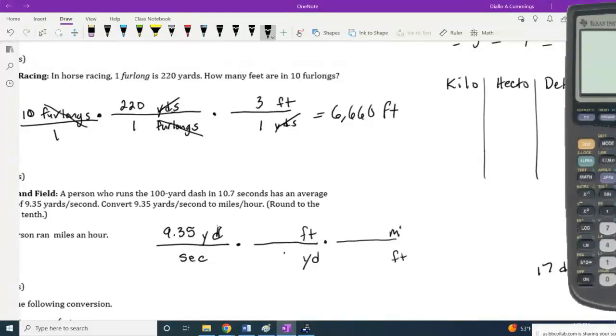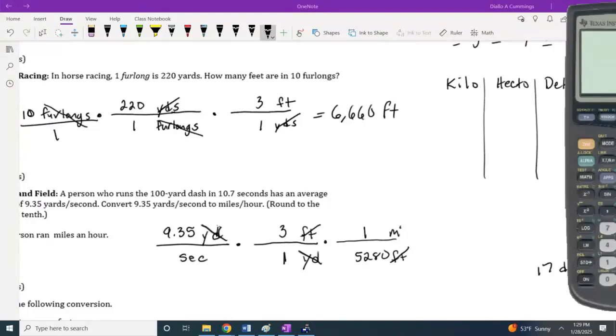So like 1 yard is 3 feet. So that means that this unit of yard is going to cancel. And then 5,280 feet is equal to 1 mile. So my unit of feet will cancel. Is everybody okay with it? I know that's two conversions because we couldn't go straight from one to the other. So we had to make like an intermediate conversion.